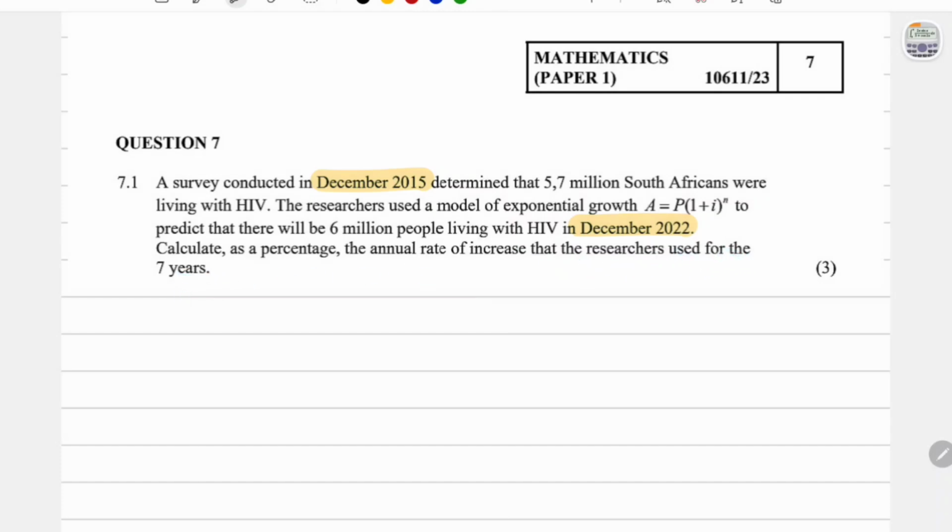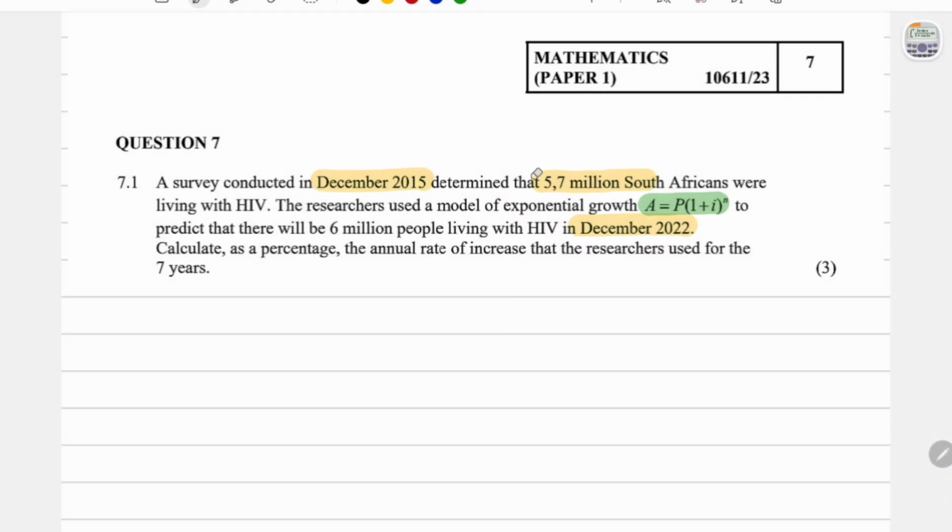So firstly, in December 2015, we have 5.7 million people, right? And so these are the people living with HIV. And the researchers, they use this model and then they find out that it's going to grow. Okay, the amount of people will grow exponentially. So they already gave us the formula. So you can see that this is a growth formula. Okay, it's the compound growth formula we're just going to use.